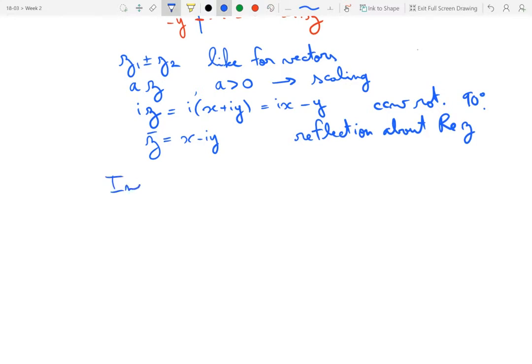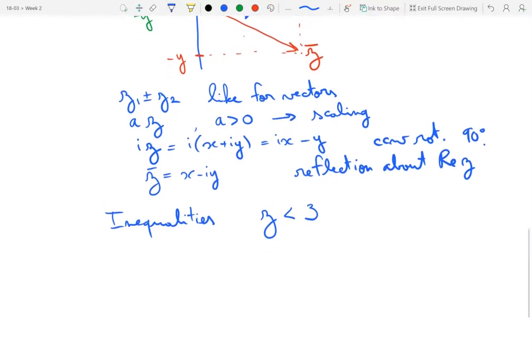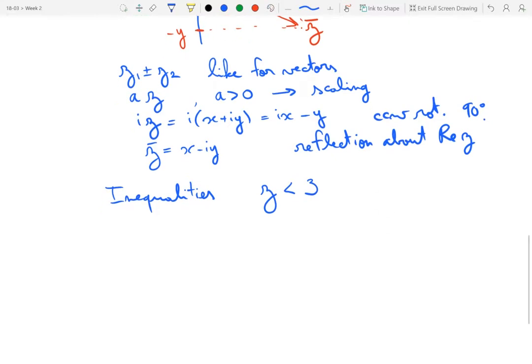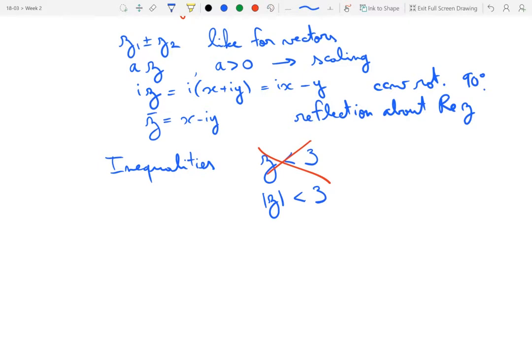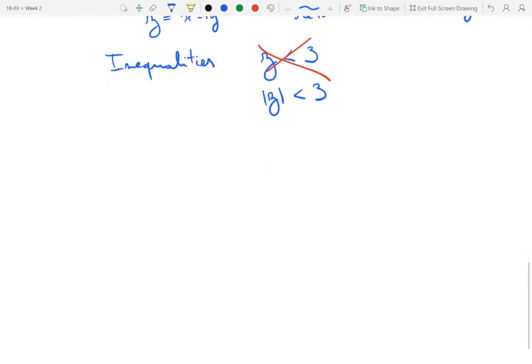Let's talk about inequalities. It is never okay to write inequalities such as z less than 3. That makes no sense. It did not make sense for vectors, and it does not make sense for imaginary or complex numbers. So do not write things like this. However, so let's go ahead and cross that out. However, what would make sense if you wanted to write an inequality with complex numbers would be something like this, which says that z belongs to the disk centered at the origin with radius 3, for instance. So writing that modulus satisfying inequality is perfectly fine.